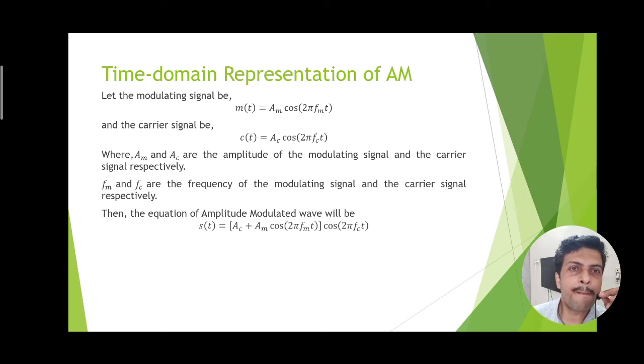Now here it is showing that s(t) is the resultant amplitude modulated signal. Now how has this equation come? It is coming from the fact that the instantaneous magnitude of the modulated signal, less the carrier magnitude, that means Ac, is proportional to the instantaneous magnitude of the message, that means m(t). So if we solve this equation, we will get finally s(t) is equal to Ac plus Am into cos 2 pi fm t within bracket multiplied by cos 2 pi fc t.